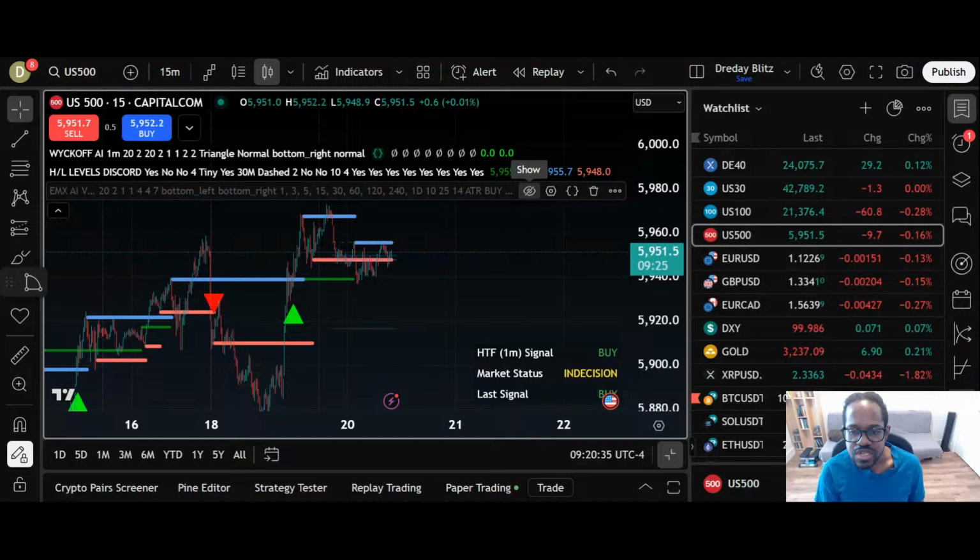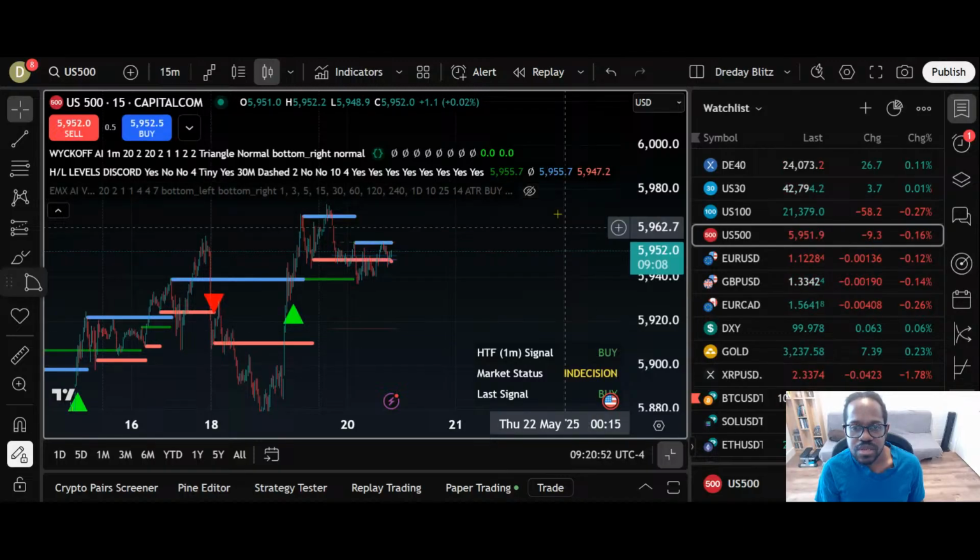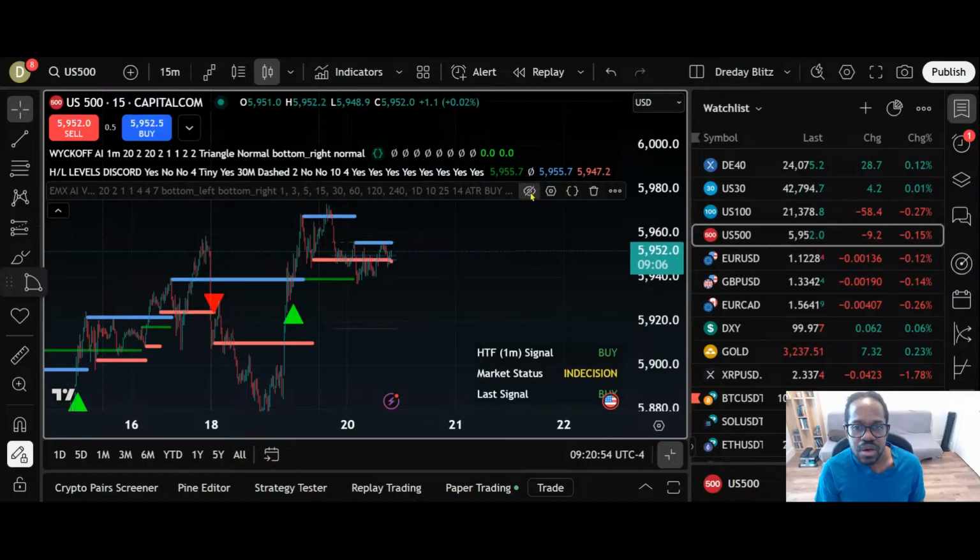Currently it is in indecision here on the Wyckoff. Last thing it was a buy. HFT is a buy. So on the higher time frame, that is a 1 minute. For the settings, it didn't switch to sell yet. So when we get a sell on the 1 minute, you should be getting a sell on the 15 or the 5 or any other.